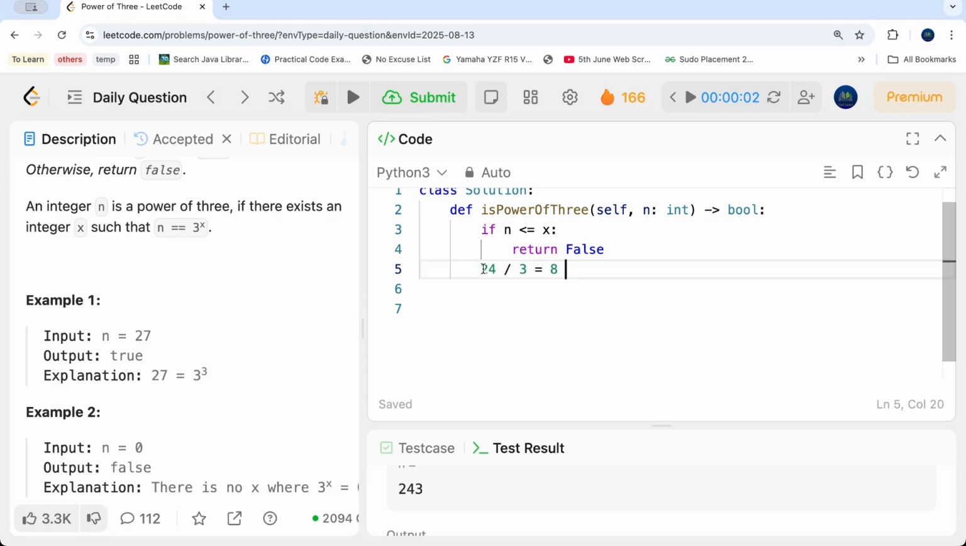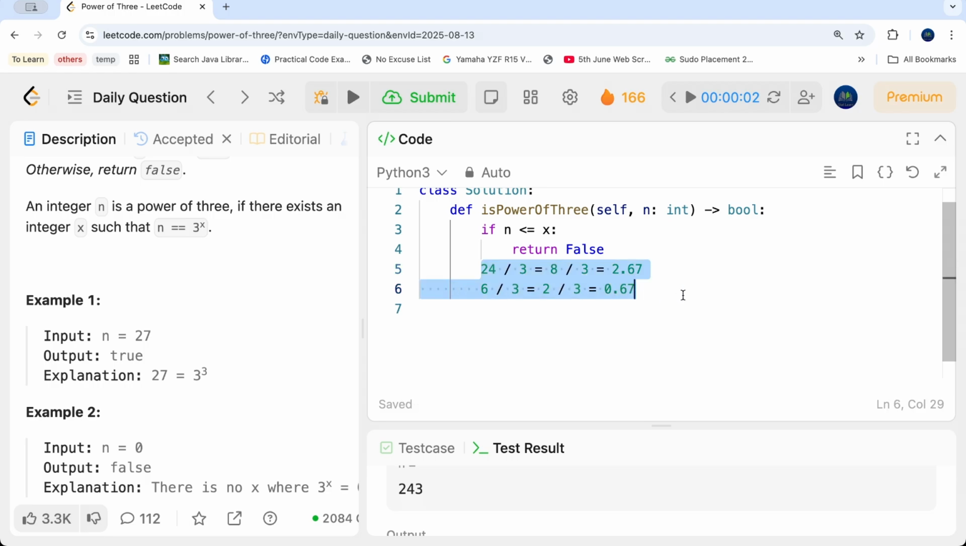Now you might think that okay, 24 can be a power of 3 because 3 is able to divide this. But if you divide 8 by 3, you will get 2.67, right? So it will fail here. Or let's say one more scenario, it is 6. 6 divided by 3 will be equal to 2, right? 2 divided by 3 will be equal to 0.67.